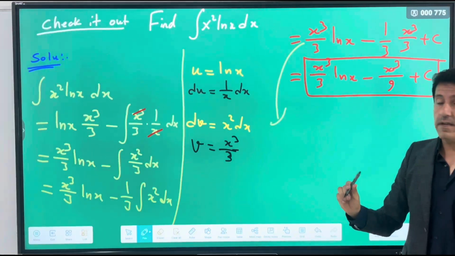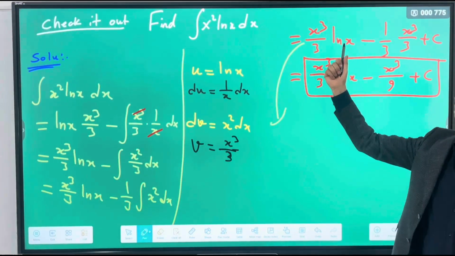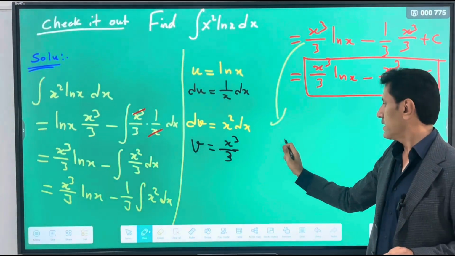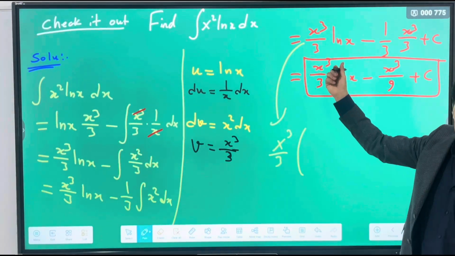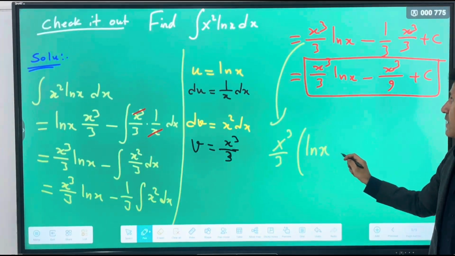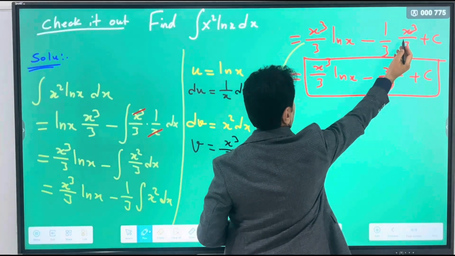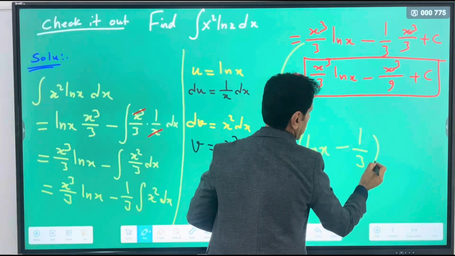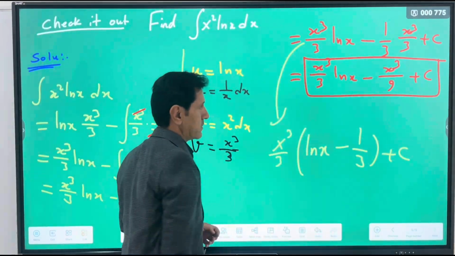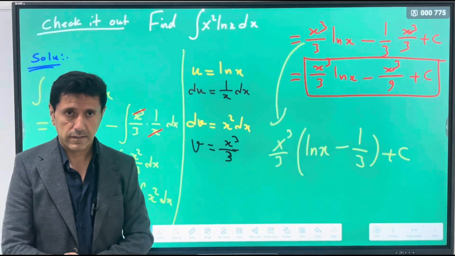Okay guys, from here we can take x to the power 3 over 3 as a factor. The remainder is ln x. Okay, minus, we took x to the power 3 over 3, so the remainder is 1 over 3, then plus the constant of integration, which is c. Both of them are correct, guys.